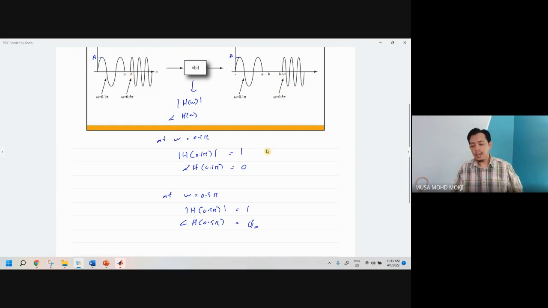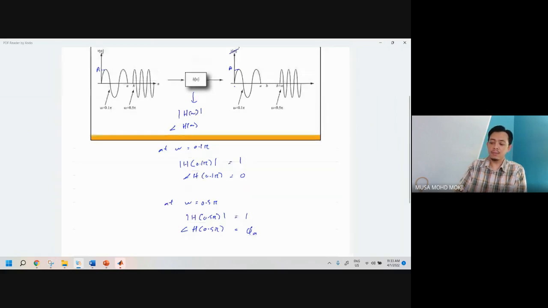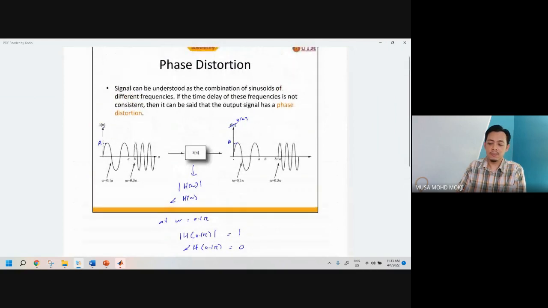All right, and this is in one system. So let's say we have a H and this system. At 0.1 pi, the phase is 0. At 0.5 pi, the phase is not 0. So we have a different phase. It doesn't matter what the value is, but this is not similar. If this is not similar, then we will say that it has a phase distortion. This is what we call phase distortion.